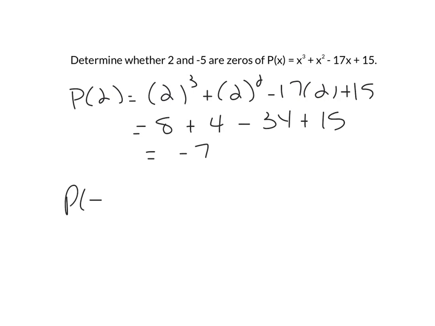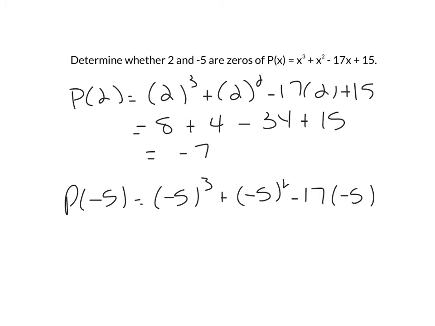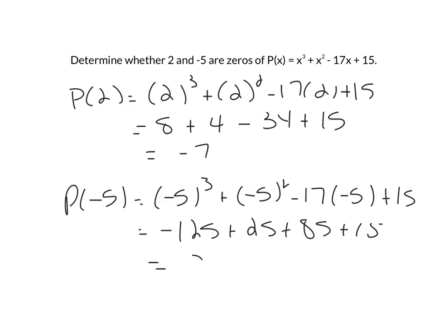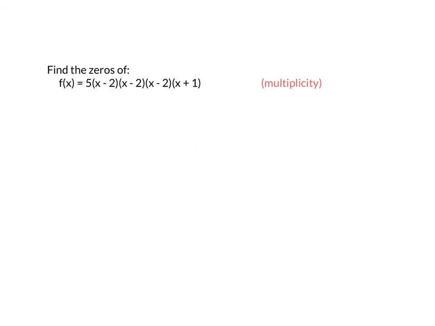Let's try -5. I'm going to plug -5 in. -5 cubed, that's a cube, plus -5 squared, and so on. Work that out. I get -125 plus 25 plus 85 plus 15. Working it out real quick in my head, that's 0. So -5 is a 0. 2 is not a 0. That's all you have to do. Plug it in, see if you get a 0.